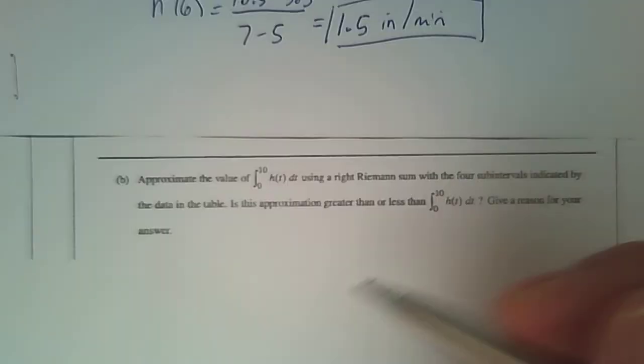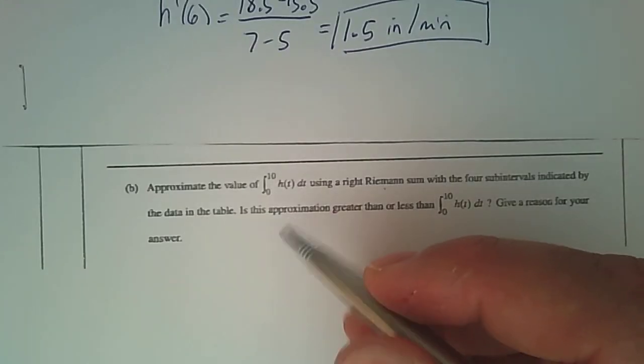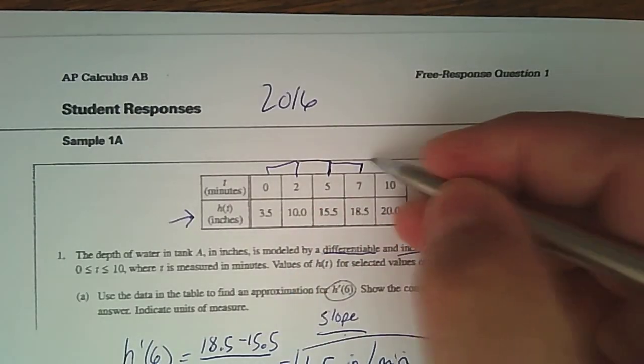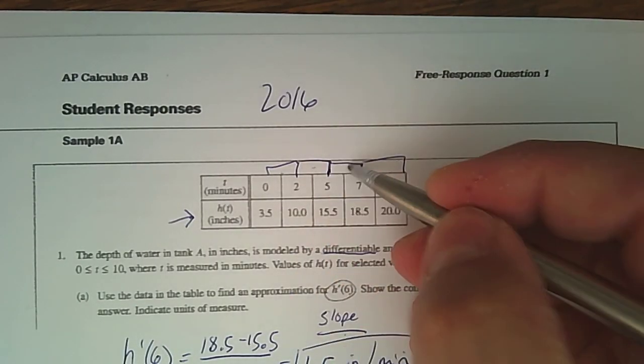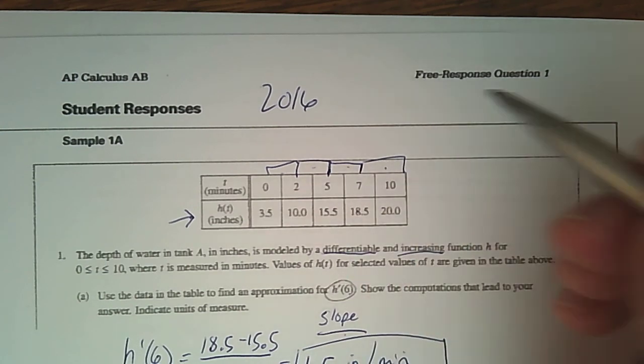All right, B. Approximate the integral from 0 to 10 of h(t) by using a right Riemann sum with the 4 subintervals indicated by the data in the table. In this approximation, is this greater or less than the actual value, and give a reason for your answer. Okay, so we're going to integrate this. From 0 to 10, we have 1 interval, 2 interval, 3, 4 intervals. So can you see the 4 rectangles that we're going to create? They are not equal width, so each one's going to be separate.